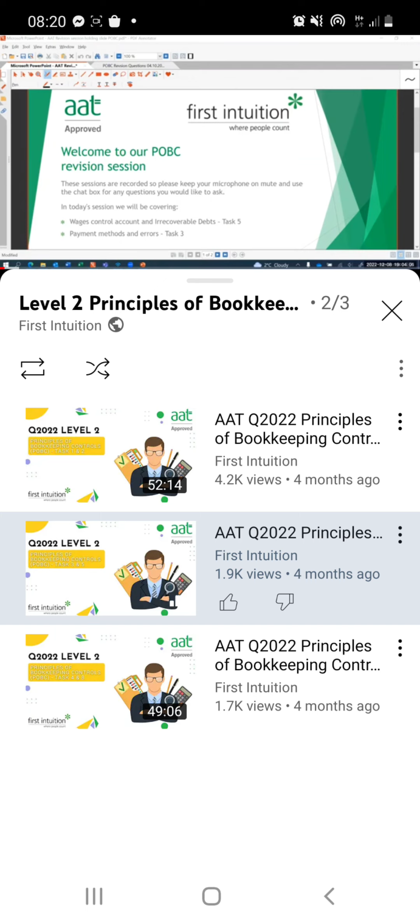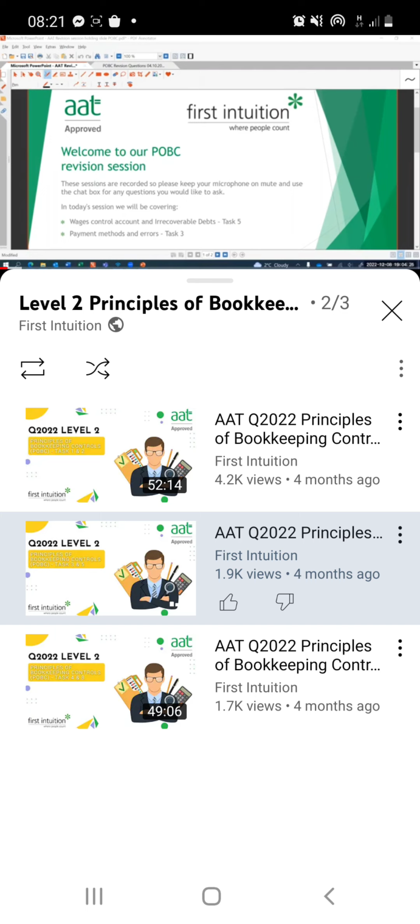What we are going to be doing this evening is to have a look at task 5 and task 3. Starting with task number 5, which covers the wages control account and the area of irrecoverable debts, and particularly how we deal with those. What are the double entries involved with getting those into our accounts?